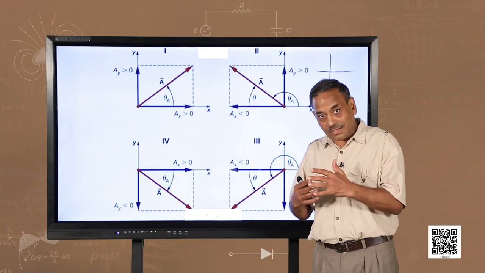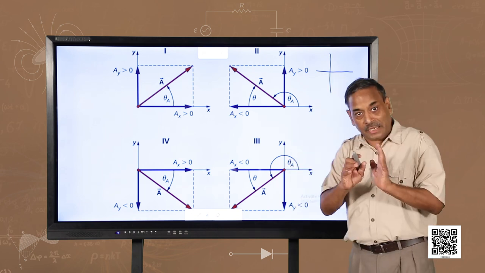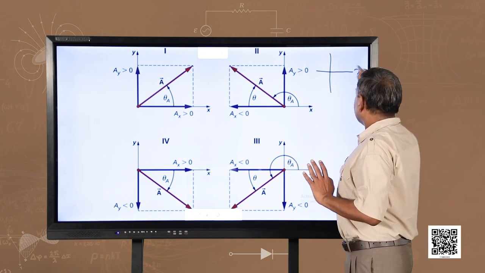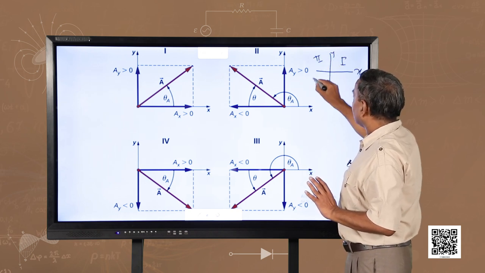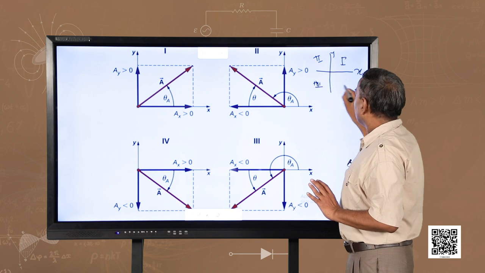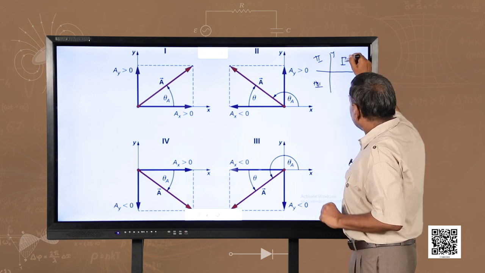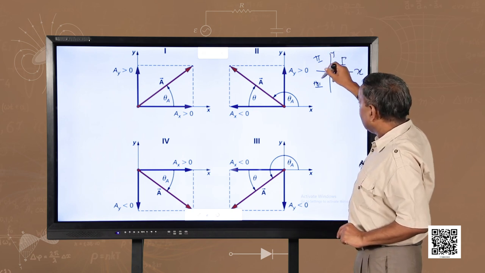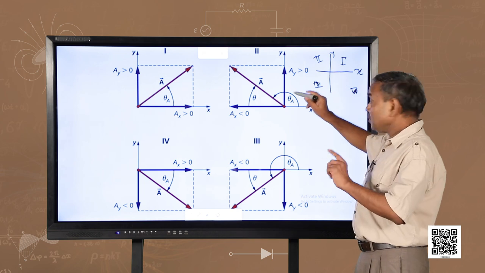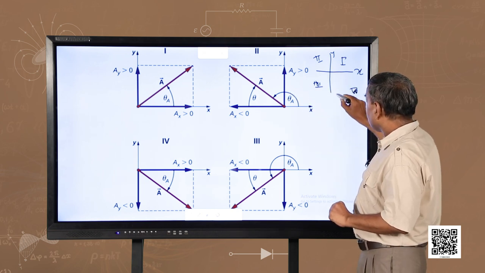Now, let us see it a little differently in all four quadrants. Remember, this is the quadrant. I am taking a plane, the xy plane. So, this is x, this is y, this is my first quadrant, this is my second quadrant, this is my third quadrant, and this is my fourth quadrant. This is how you always take it. You are used to doing all these things. In this quadrant x is positive, y is positive. In this quadrant x is negative, y is positive. In this quadrant x is negative as well as y is negative. Both are negative. Here x is positive, but y is negative.